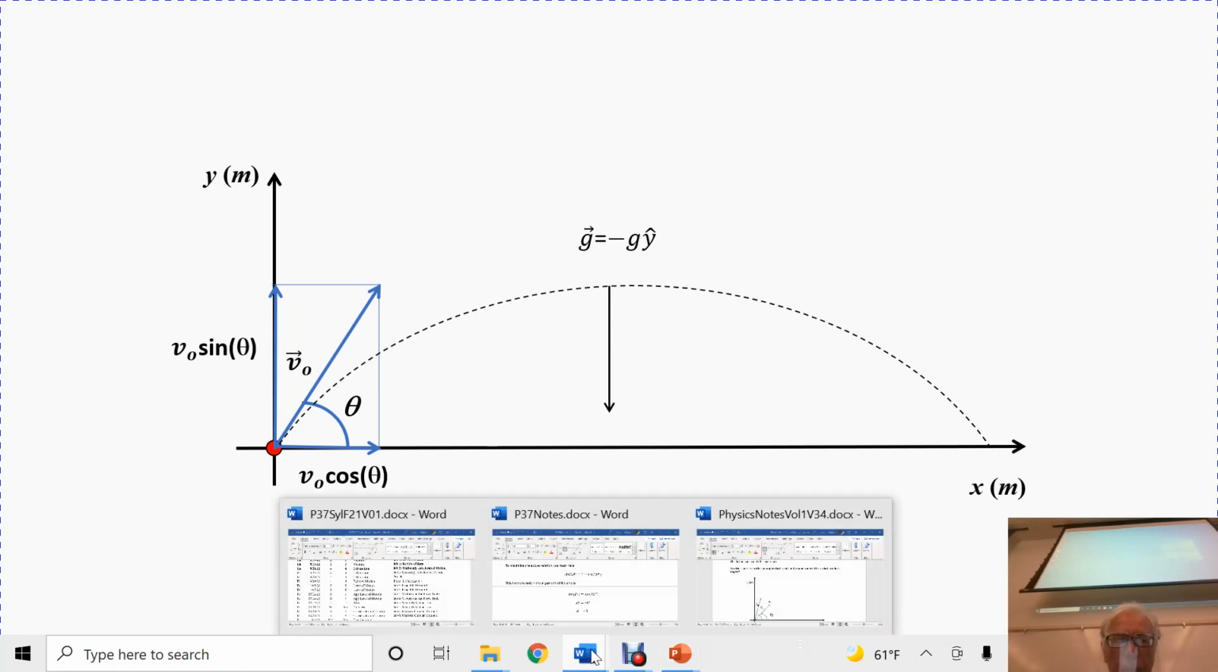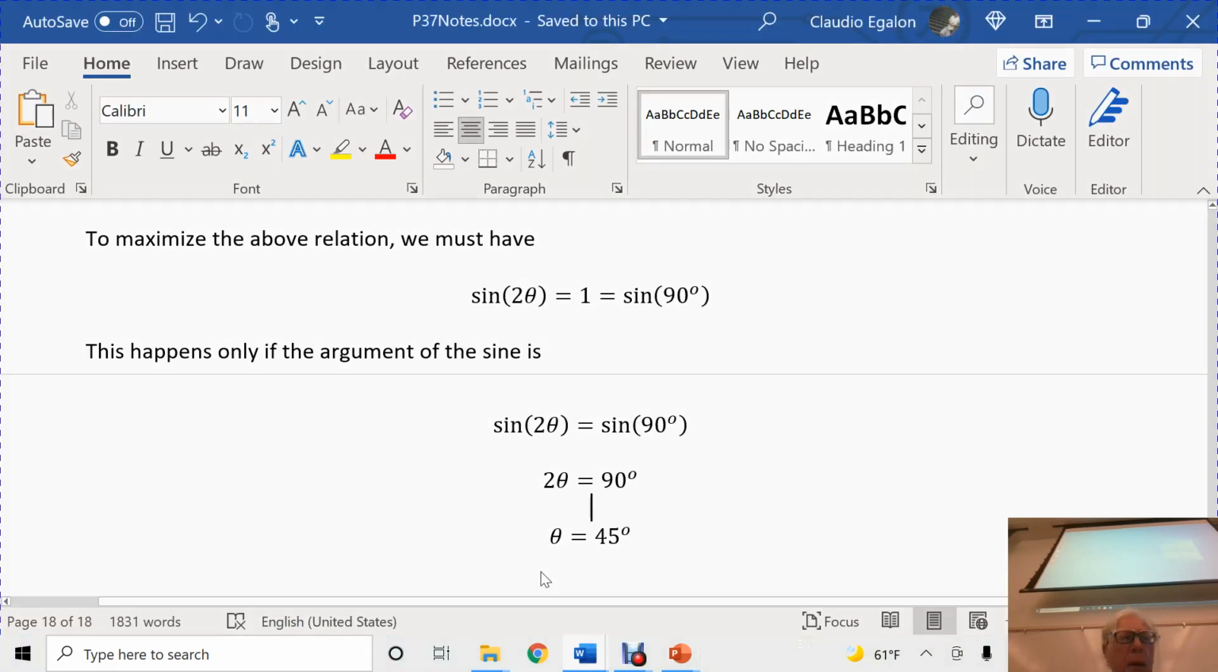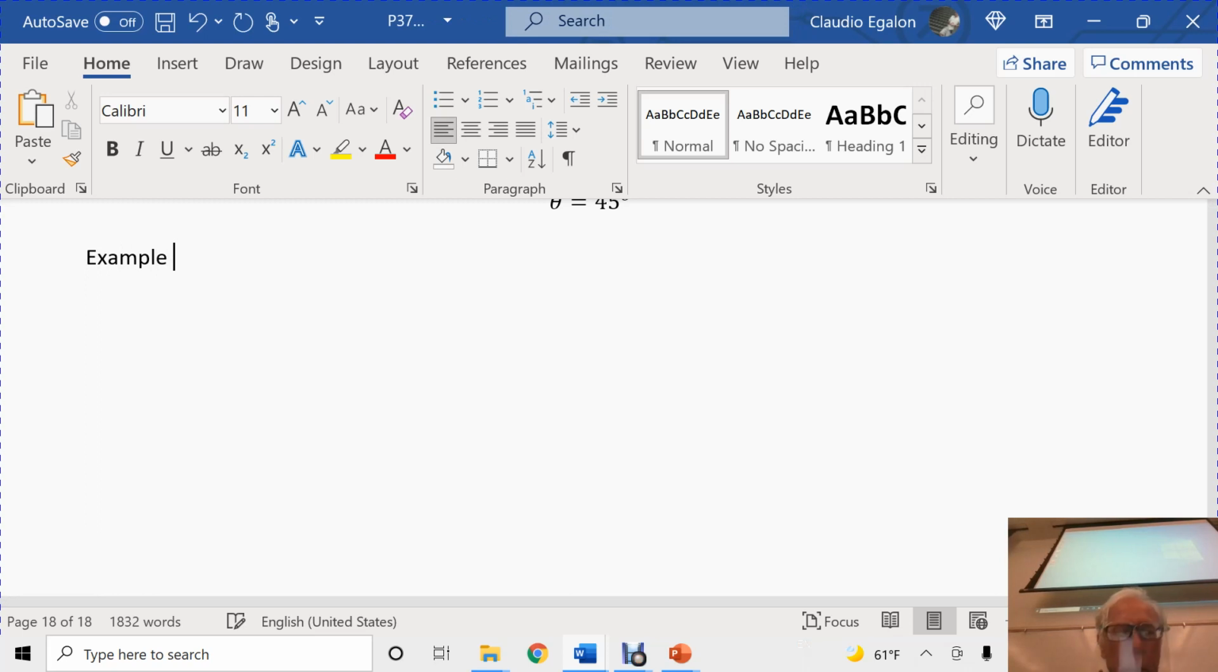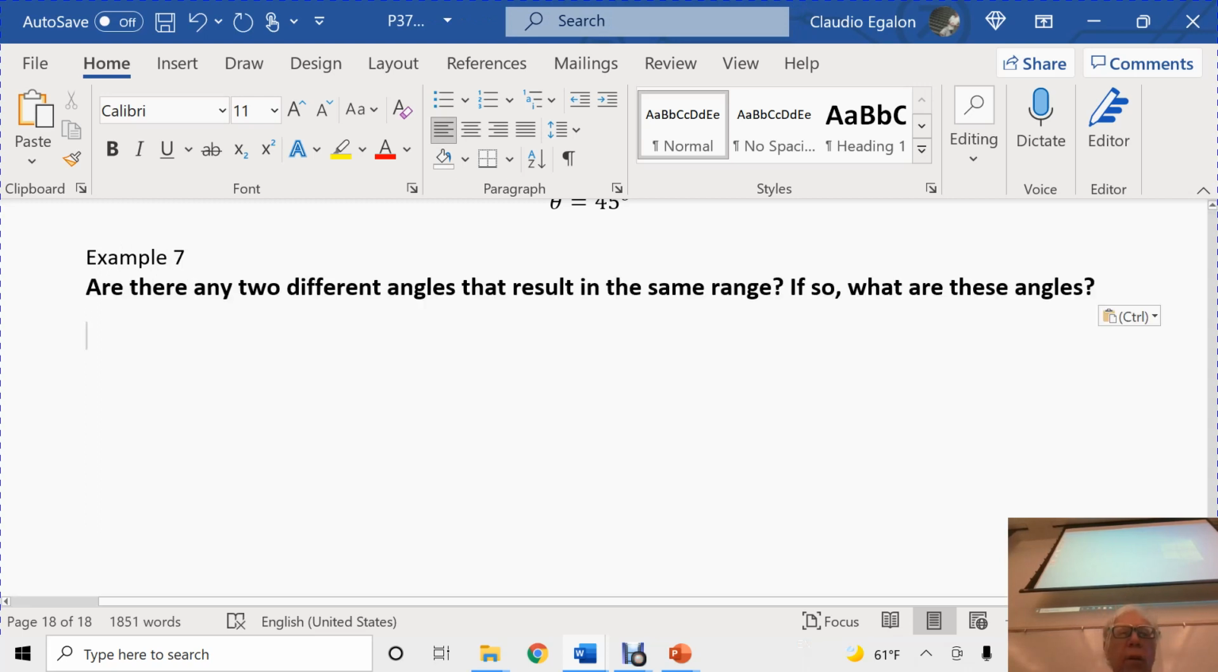And let's solve this problem. Notes, go back here. Okay. Example 6.7: Are there any two different angles that result in the same range? If so, what are these angles? Okay, solution.